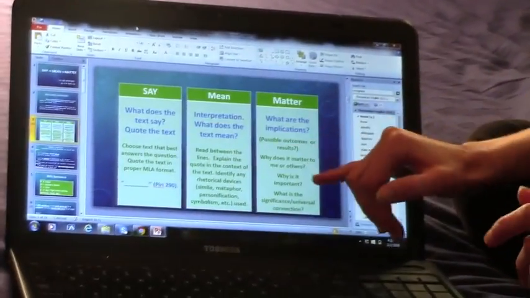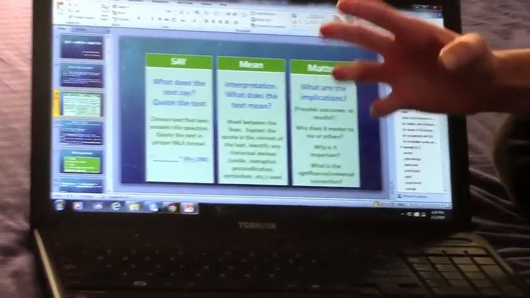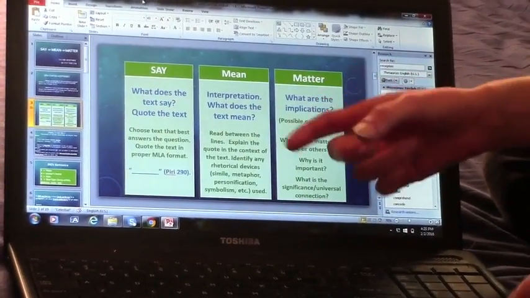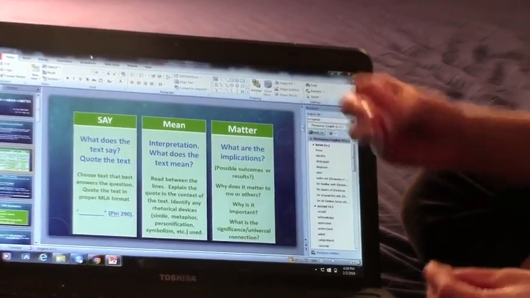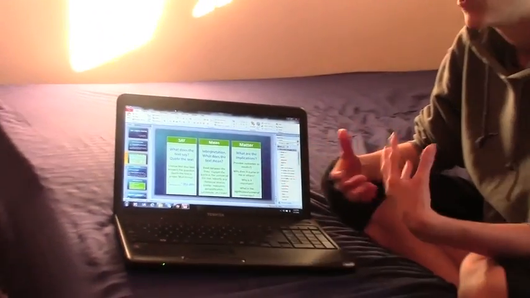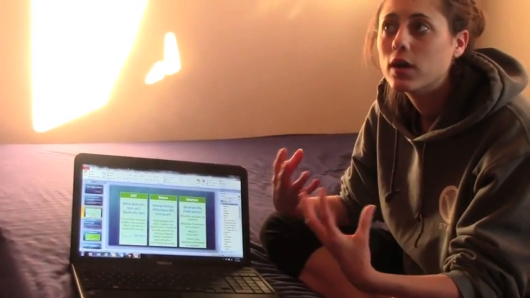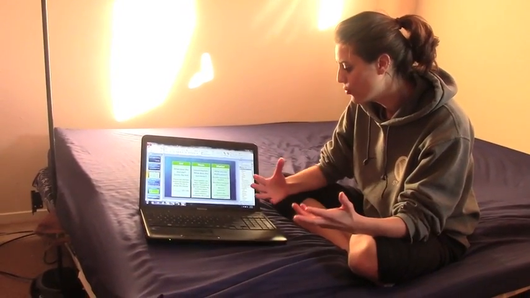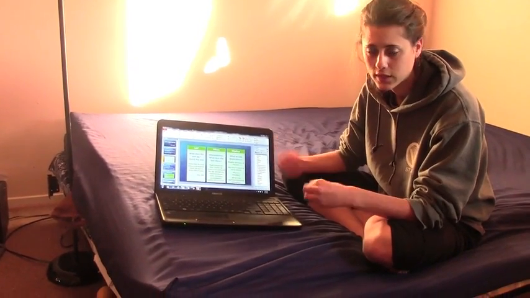So I've got say, mean, and matter. Say is essentially what does the text say, so it's just quoting the text. Mean is your interpretation, so the student's interpretation of what the quote is. And matter, what are the implications? Why does it matter? Why did the author choose to say what he said in the short story? The student can also talk about universal connections, universal significance, etc.